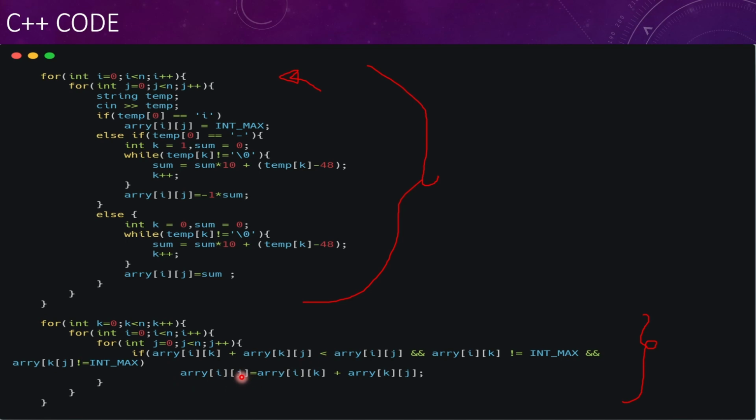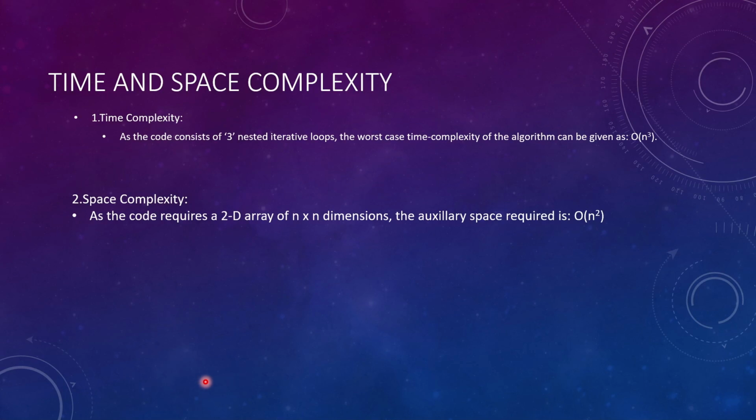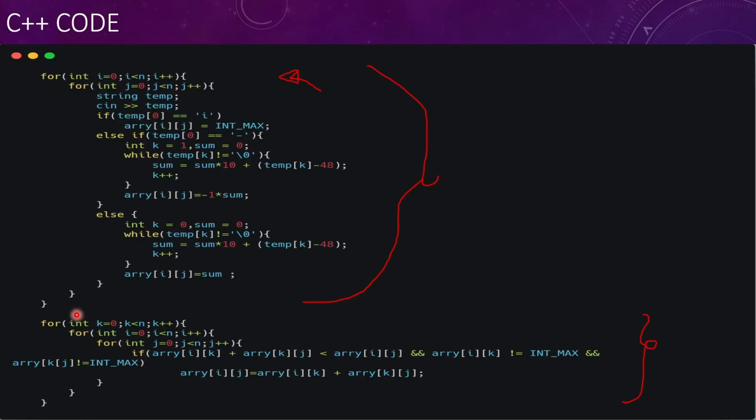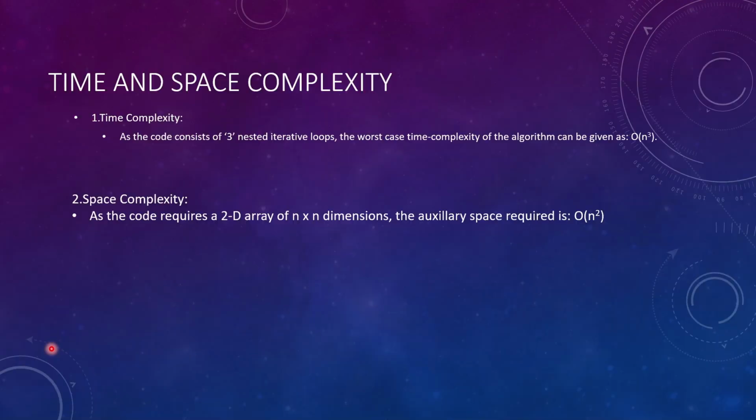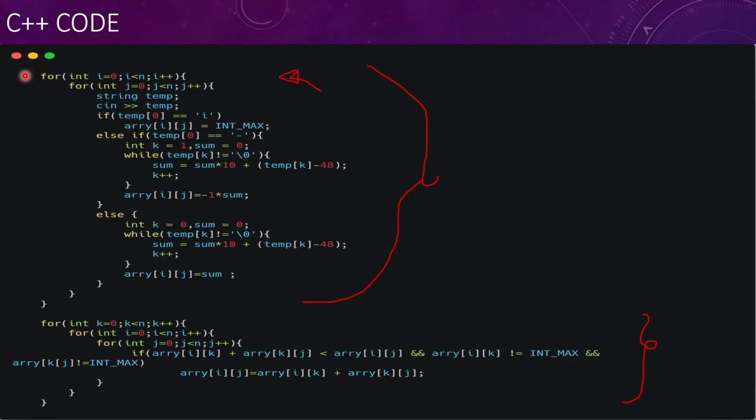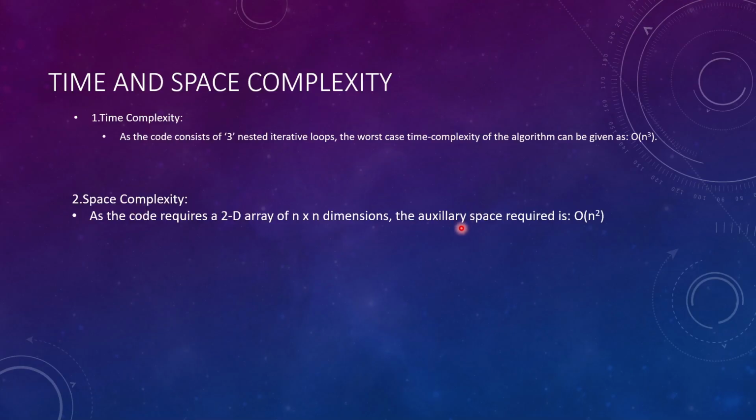Let's get on to the complexities of this code. So first we come to time complexity. As we can see, there were three consecutive for loops in our code, and each one has to iterate n times. Thus, our time complexity will be big O of n cubed. Space complexity: as we can see, we have to assign a 2D array for storing the input matrix. Therefore, the auxiliary space we require is big O of n squared.